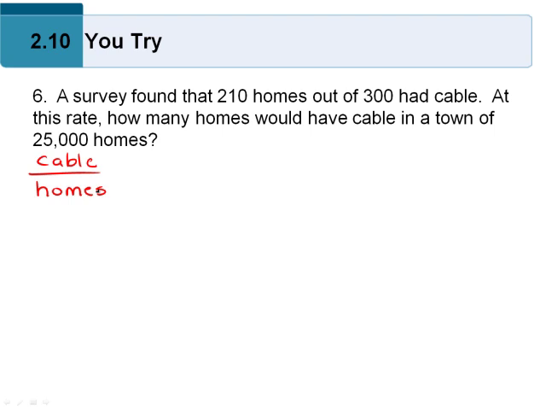All right, so it says a survey found that 210 homes out of 300 had cable. So 210 had cable out of the 300 homes. Okay, so that's what you need to see. And so even though it says 210 homes, they're talking about those 210 homes had cable. So make sure you read that correctly. That's a little tricky. At this rate, so those 3 famous words again, how many homes would have cable in a town of 25,000 homes?